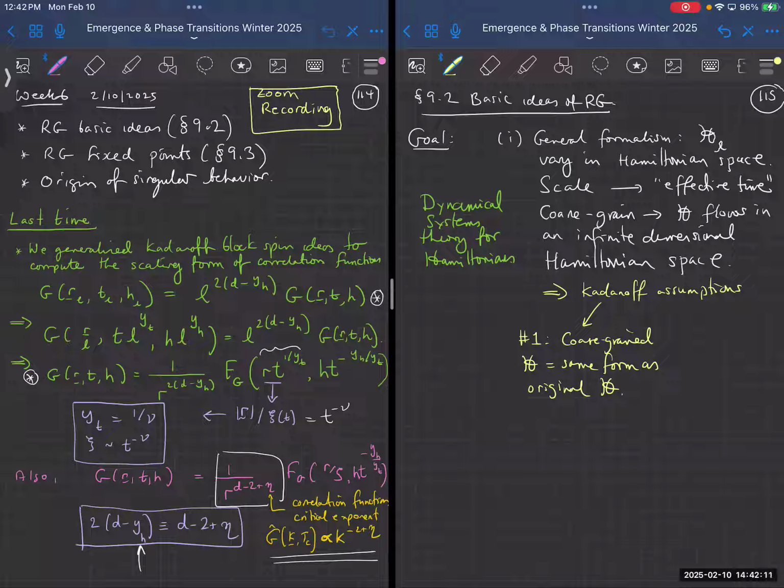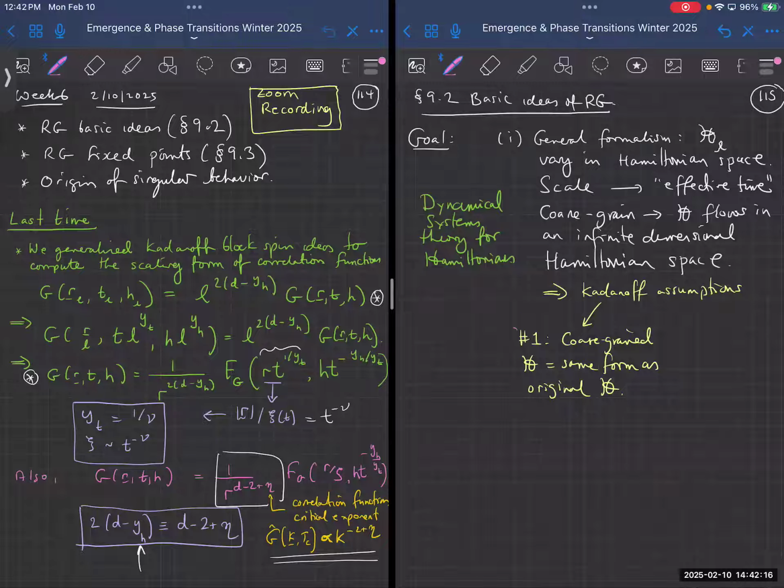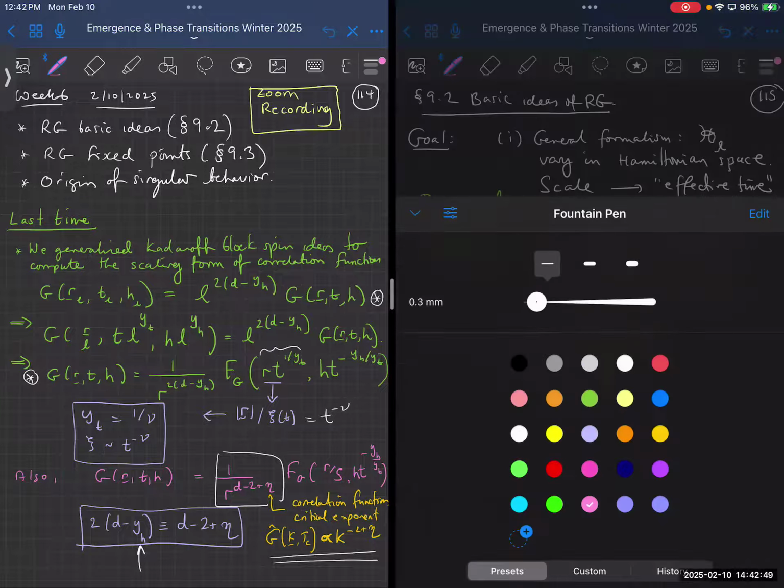This assumption is wrong, okay? So this assumption we're going to see is not correct. And in fact, we're going to see that when you coarse grain, you don't get back the original Hamiltonian. You get something different. And that fact that you get something different is why we think of it as in Hamiltonian space. The Hamiltonian is then executing a trajectory as you coarse grain the system. So assumption number one is not correct, but we get something better. Okay, so that's the first thing.